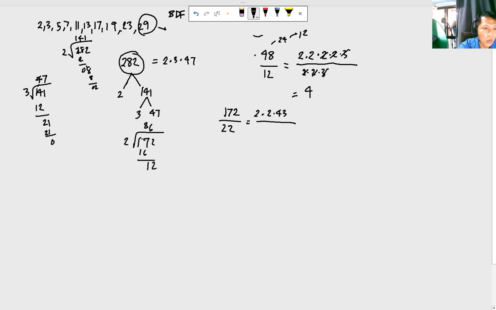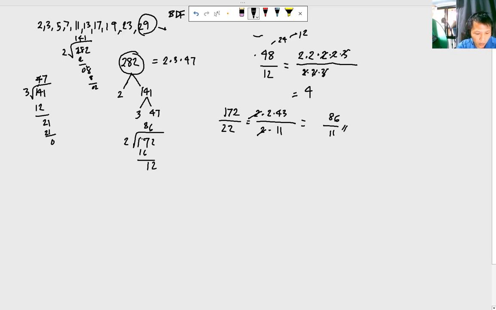And then your 22 can be divided by 2, of course. That is 2 and 11. Okay? So you can see that your 172 over 22 is actually, you multiply this back. So 2 times 3 is 6. 2 times 4 is 8. So 86 all over 11. So that is the lowest term.